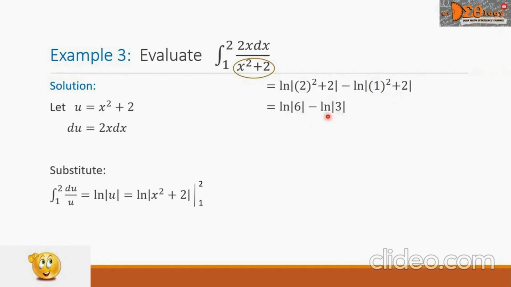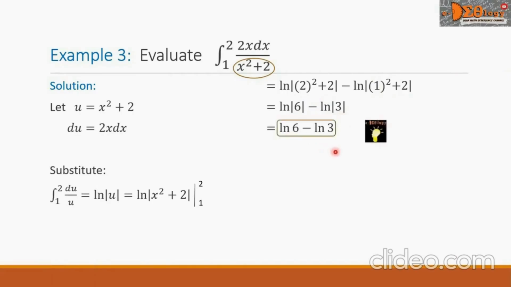Since we see here that the values 6 and 3 are both positive, we can remove the absolute value symbol. So we have ln of 6 minus ln of 3. This is the final answer.